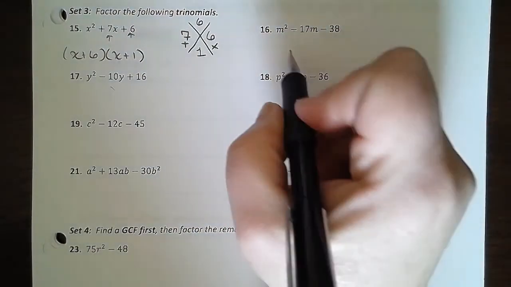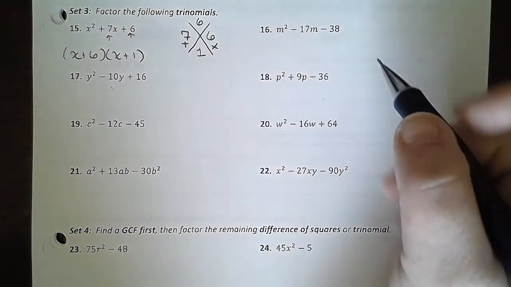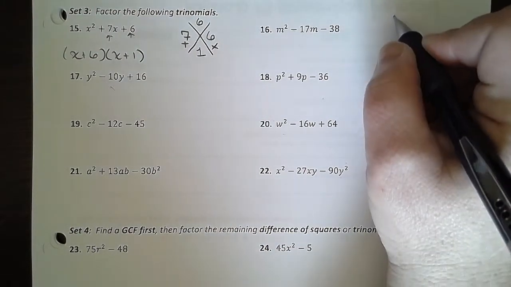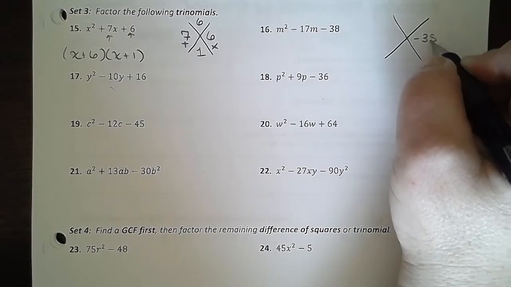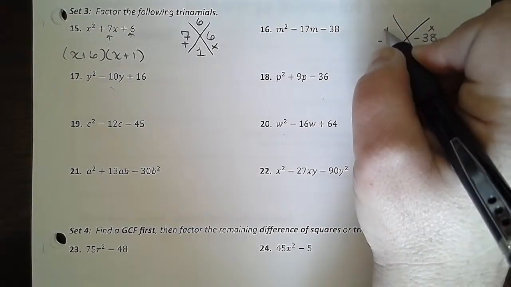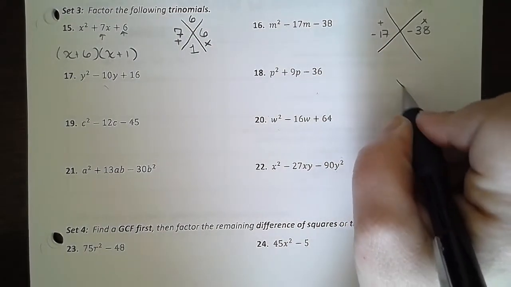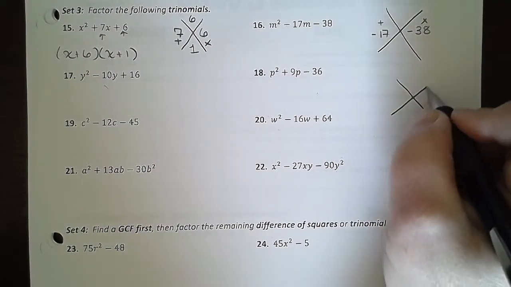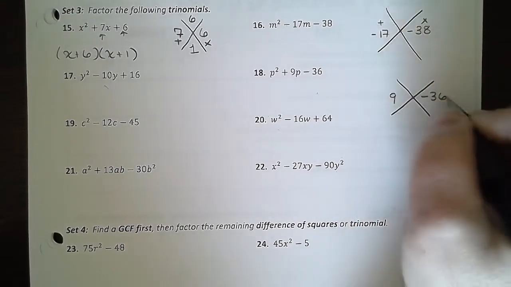So one of the things that I would suggest you do anytime you're doing one of these is do what I call an X puzzle. And here I've got negative 38 and negative 17. Please be very careful to include your signs. That's so important. Okay? And then here I've got negative 36 and a positive 9.